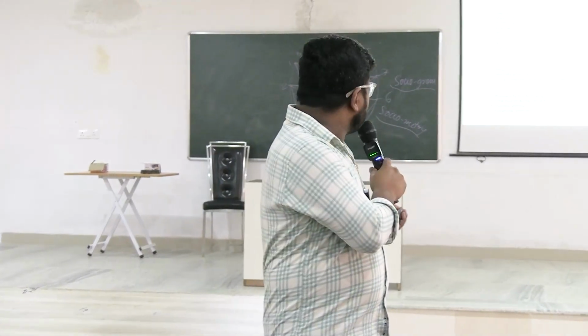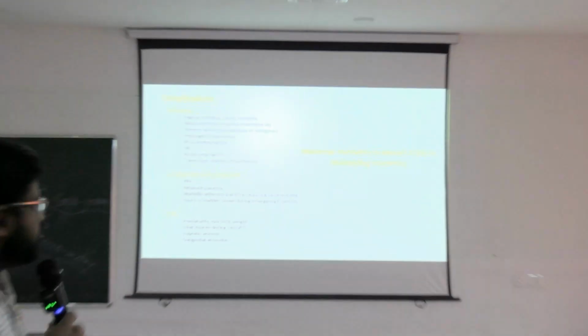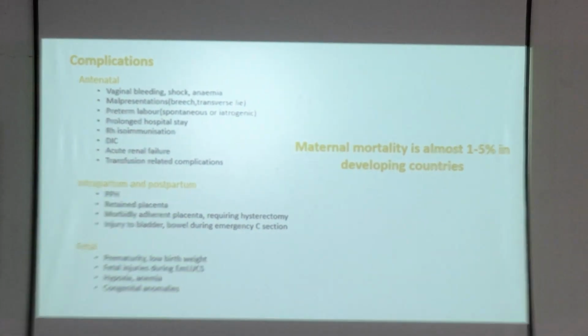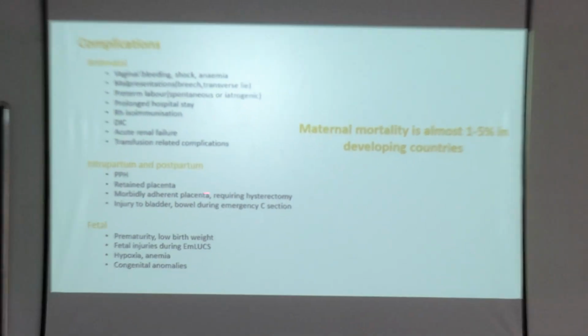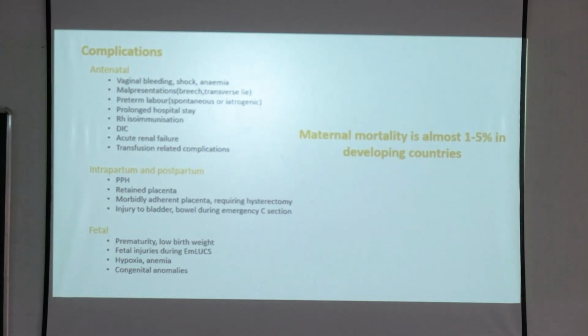Placenta previa যদি প্রচুর bleed করে, she will land into shock, DIC, renal failure, multiple blood transfusions. This one is important for you, morbidly adherent placenta. You're going to read about this is placenta accreta syndromes.